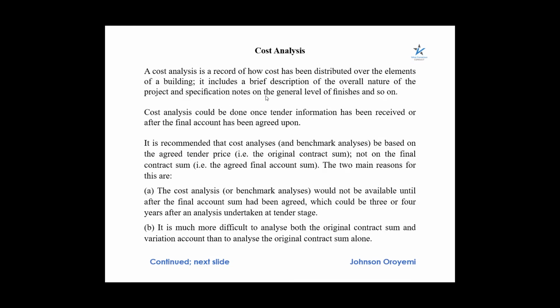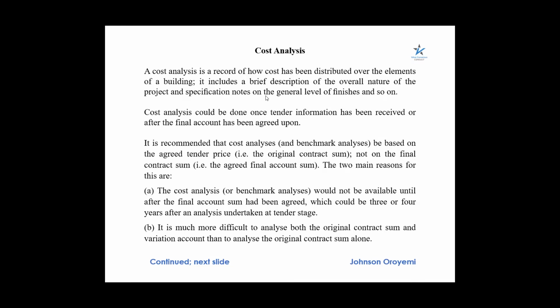So we might not have the luxury of time for that. Maybe we have to carry out cost planning of a particular project, of a new project. So it is advisable to go for cost analysis from our tender analysis and reporting.